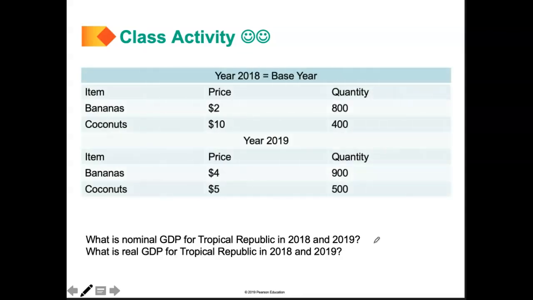Now try and see if you can work through this problem yourself. Try and find the nominal GDP for Tropical Republic in 2018 and 2019, and try and find the real GDP for Tropical Republic in 2018 and 2019 as well. At this point, I want you to pause the video and just work through it.